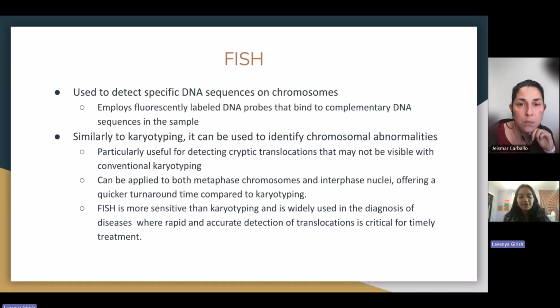It can be applied to both metaphase chromosomes and interphase nuclei, offering a quicker turnaround time, and also more samples can be used in analysis. FISH is also a lot more sensitive than karyotyping and is widely used in the diagnosis of disease where rapid and accurate detection of the translocation is critical for timely treatment.